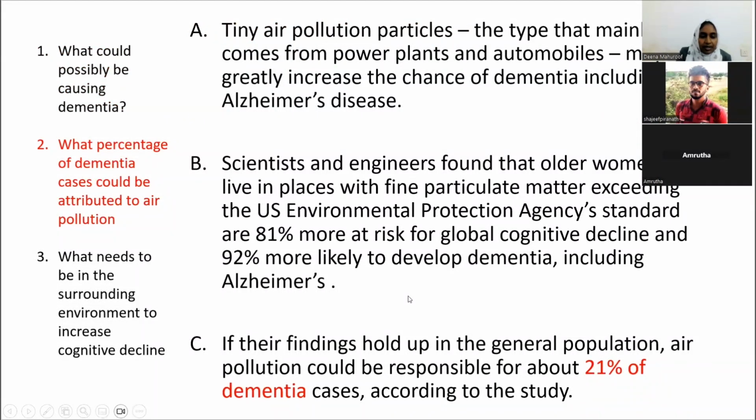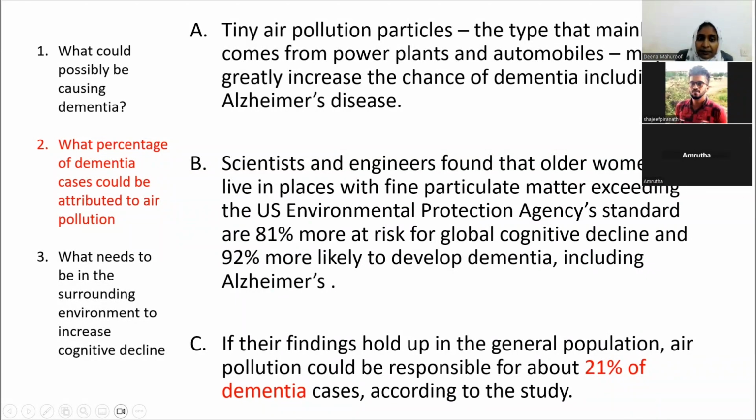Here we go. So the next question, what needs to be in the surrounding environment to increase cognitive decline? Cognitive decline, environment, cognitive decline. So these two are the keywords that you need to find. Okay, so the first and the second, so these two paragraphs gone. Let's read the second paragraph. Scientists and engineers found that older women who live in places with fine particulate matter exceeding the US environment standard 85% more at risk of cognitive decline. So we have environment, we have cognitive decline, so the answer should be here.